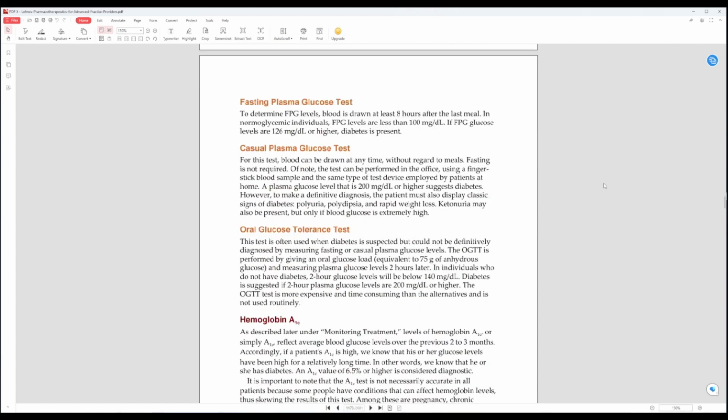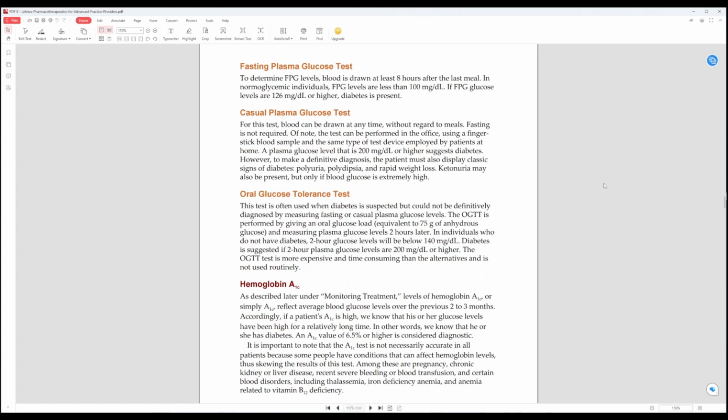So, we'll start with the fasting plasma glucose test. To determine an FPG, blood is drawn at least 8 hours after the last meal. In a normal glycemic individual, your fasting plasma glucose is usually less than 100. If the FPG glucose level is 126 or higher, diabetes is present. On a casual plasma glucose test, blood can be drawn at any time, without regard to any meal.